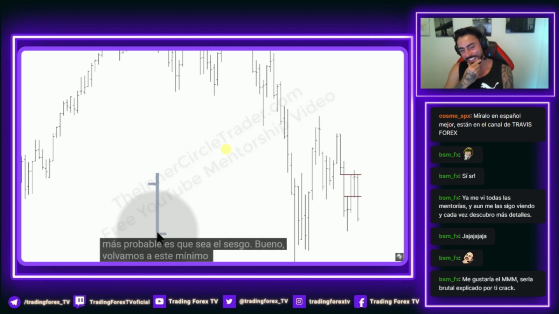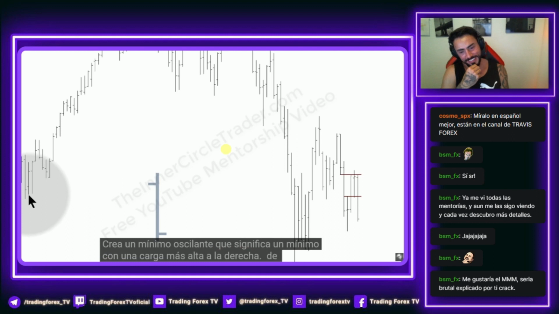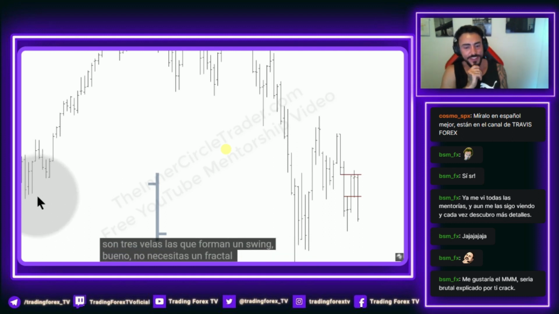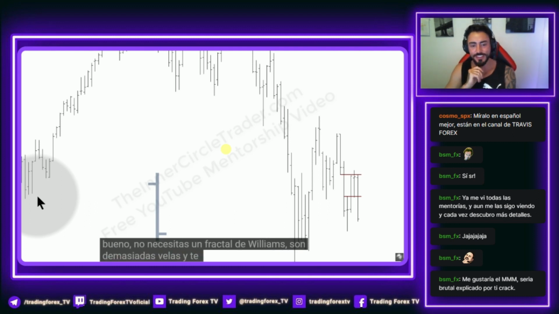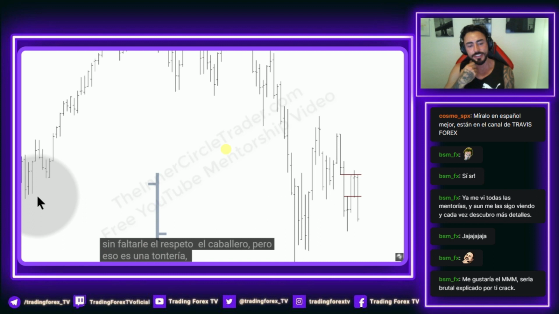Well, let's go back to this low over here. It creates a swing low. That means a low with a higher low to the right of it and a higher low to the left of it. So it's 3 candles that make up a swing low. You do not need a Williams fractal. That's way too many candles and you've missed a move. Okay, you don't need that. No disrespect for the gentleman, but that's nonsense. You don't need that. Okay, you only need 3 candles.